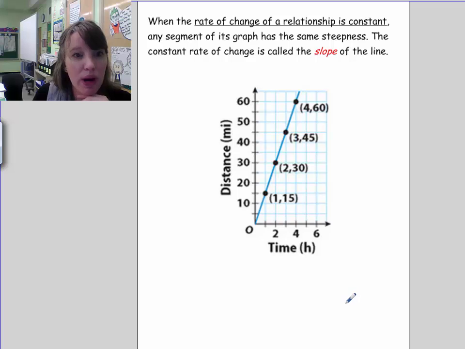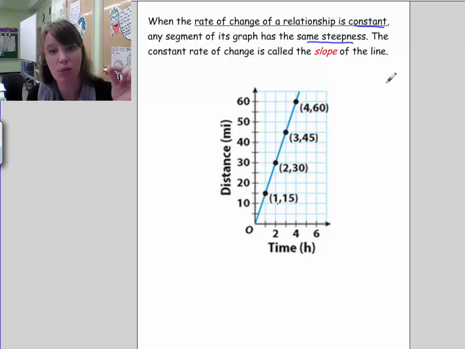Okay, when the rate of change in a relationship is constant, like so, right now what we're looking at is a rate of change that's constant. So when this rate of change is constant, any segment of its graph has the same steepness. When that is the case, what you end up with is a line. So if the amount of change to the y variable in relation to the x variable always remains the same, then what you actually have is a line and not a curve.